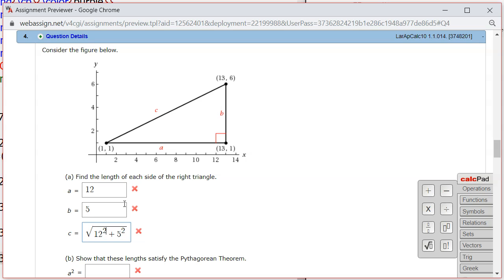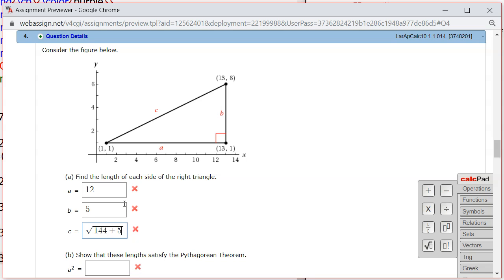12 squared is 144, and 5 squared is 25. If you add them up, 144 plus 25 would be 169. But the square root of 169 is, fortunately, 13. 13 times 13 is 169, so I get 13. All right, so we have that.